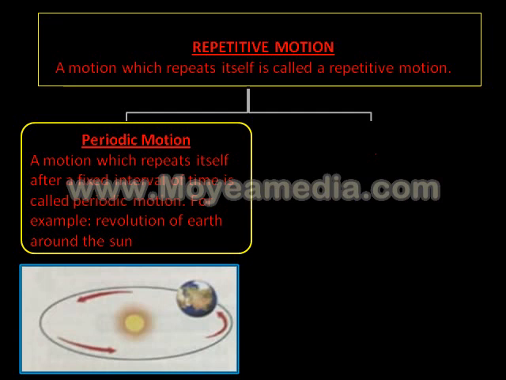A motion which repeats itself after a fixed interval of time is called periodic motion. That is, the time is fixed for its repetition. For example, the revolution of the Earth around the Sun. The Earth completes one revolution in 365 and 1/4 days. After that, it repeats its revolution around the Sun. So it is periodic motion.